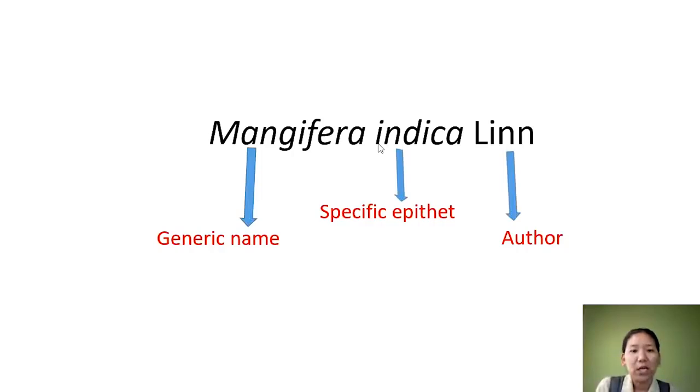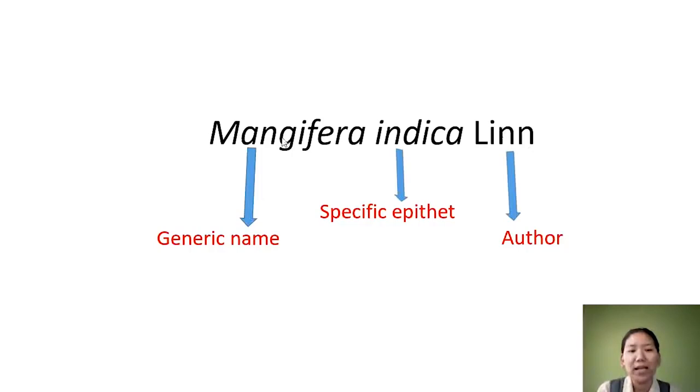Next, if you look carefully, you can see it is written in italics. If you type or print any scientific name, it must be printed in italics. You can see this is italic and this is not italic, you can see the difference here. If you write it on your paper, if it is handwritten, then the two words must be underlined separately: Mangifera underlined and indica underlined separately. The author name Linn you need not underline.